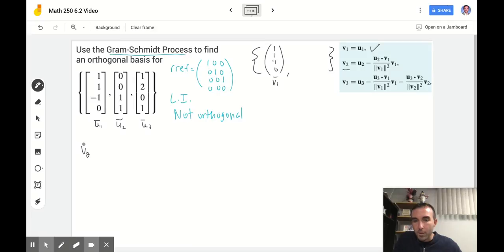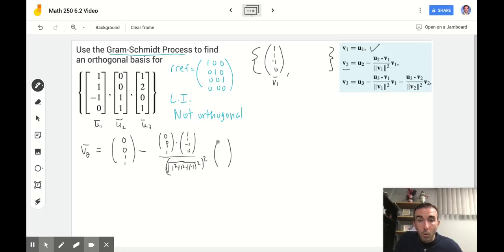So for vector V2, I simply take vector U2, 0, 0, 1, 1, and I subtract from it the dot product of U2 and V1. So that will be 0, 0, 1, 1, dot 1, 1, negative 1, 0, over the norm of V1 squared. So that is the square root of 1 squared plus 1 squared plus negative 1 squared. That all gets squared out. And then we multiply that by vector V1, which is 1, 1, negative 1, 0.